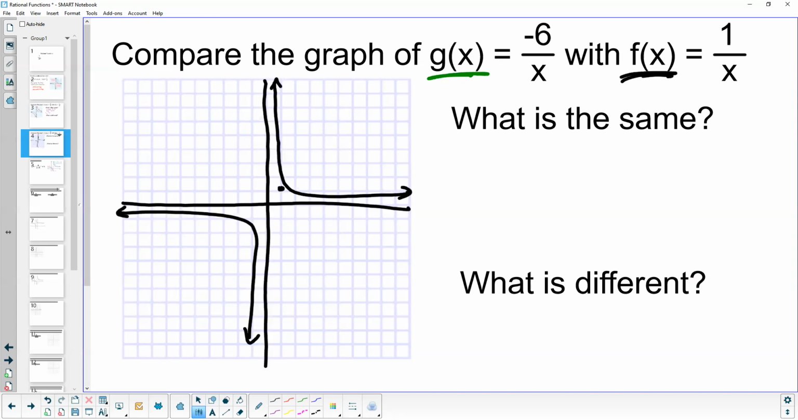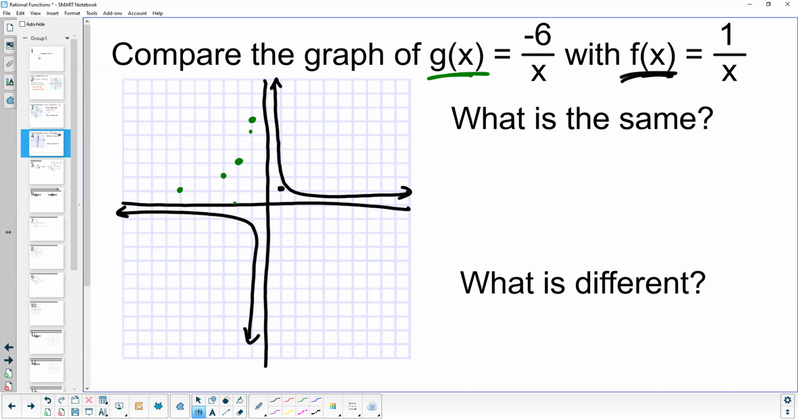1, 2, 3, 4, 5, 6. What happens if I put a -2 in? Well, we end up getting the number 3. If I put a -3 in, I get 2. If I put a -6 in, I get 1.